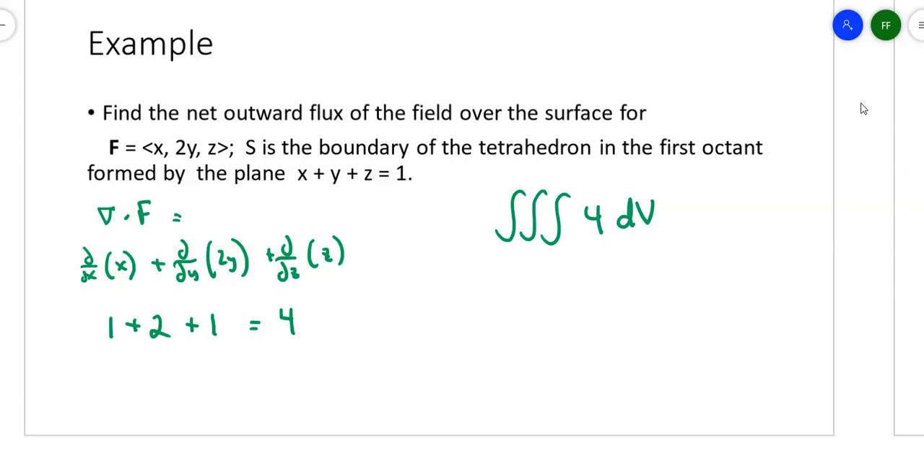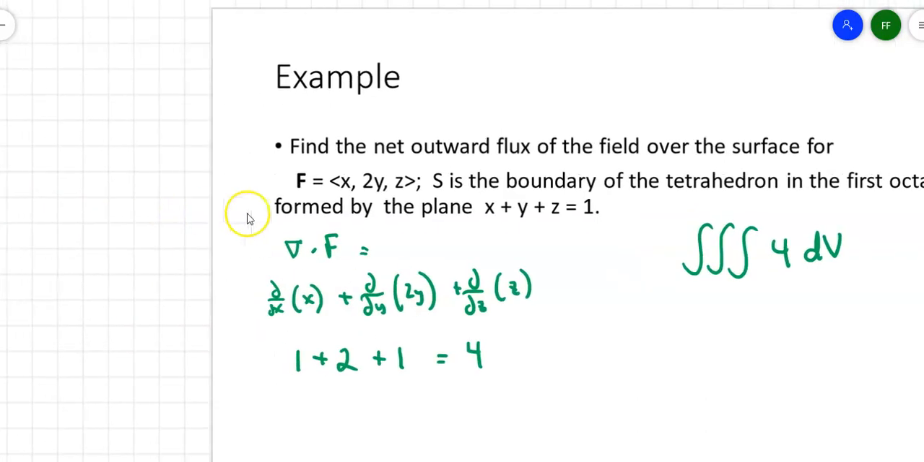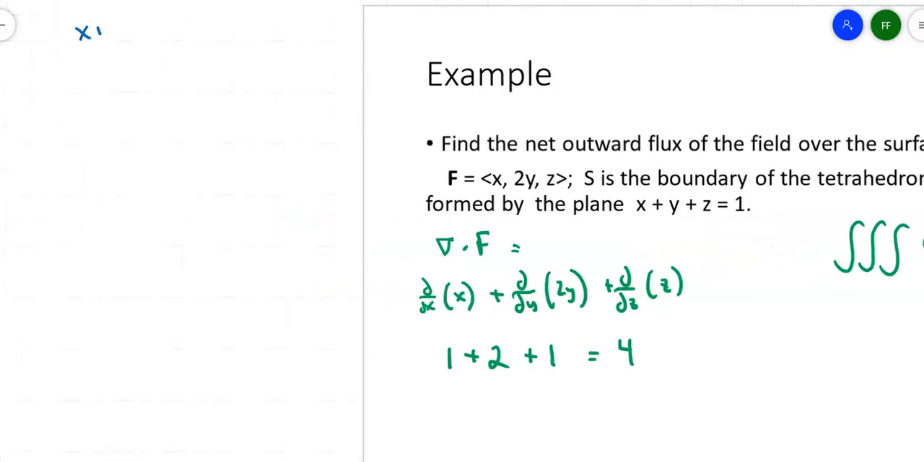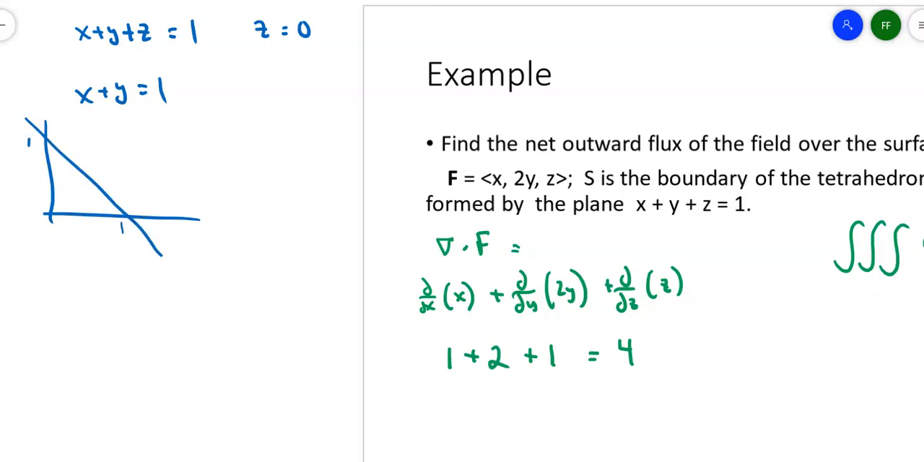Now I could try to set up all different types of equations to figure out what that is, but wouldn't it be nice if I could find the volume of my tetrahedron? Well, if it's formed by this plane, x plus y plus z equals 1, what if I let z equal 0? A little bit of scratch work on the side. Look what happens when z equals 0 on the xy plane. You get x plus y equals 1, which means that you're looking at this thing here as the base. I've got a right triangle. Base is 1, height is 1. The area of that triangle, or the base of my figure, is 1/2 times 1 times 1, which is a half.